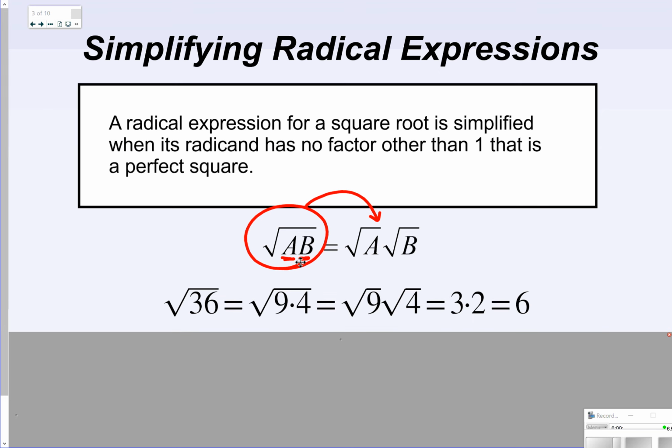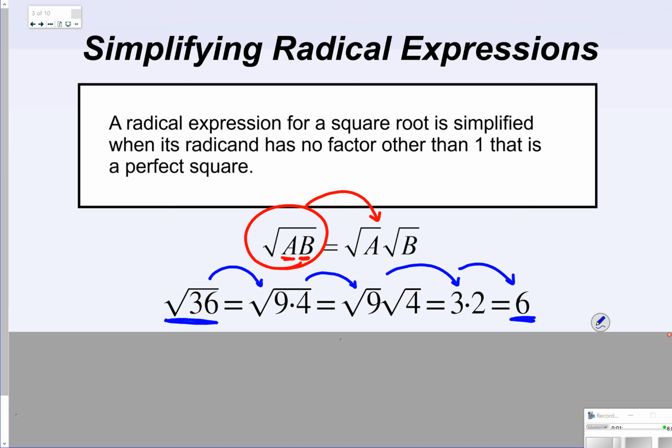Let's consider the square root of 36. We know that the square root of 36 is actually just the number 6. But if we think about several steps that we could do to factor this apart, there's more than one way to simplify this. So consider this. The square root of 36 is really the same thing as the square root of 9 times 4, which could actually be written as the square root of 9 times the square root of 4. The square root of 9 is 3, and the square root of 4 is 2, so 3 times 2 is 6.